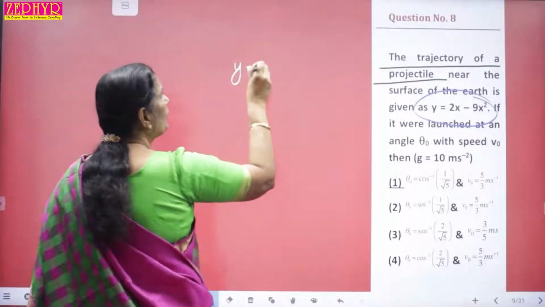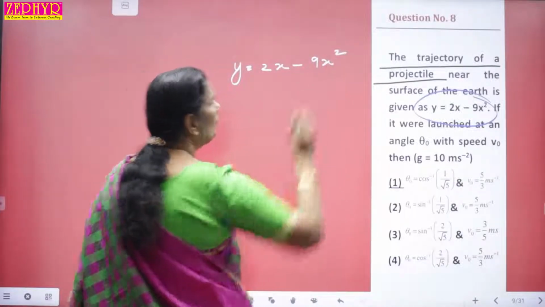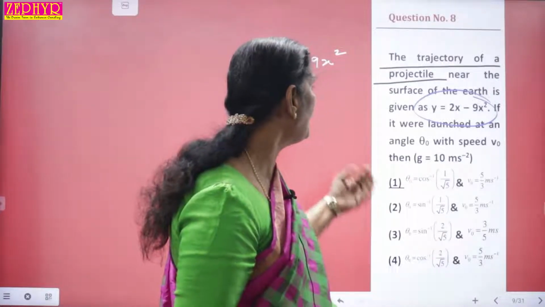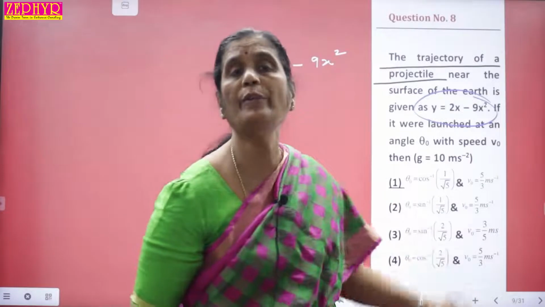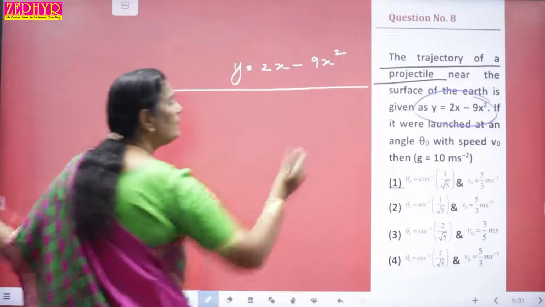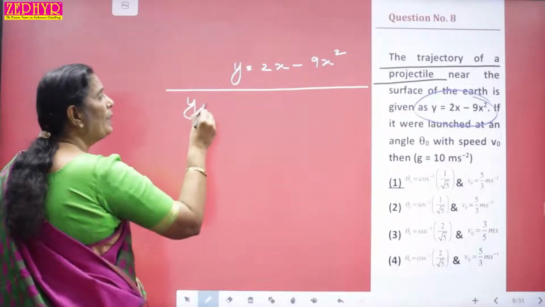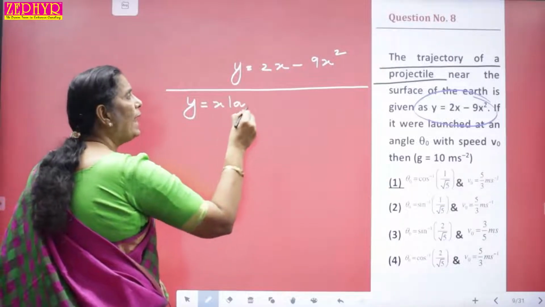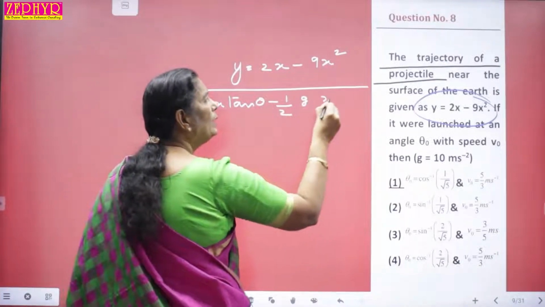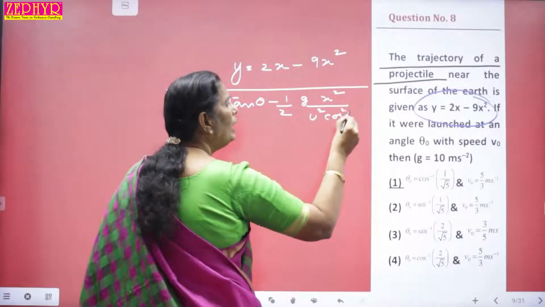Y is equal to 2x minus 9x square. This is the parabolic equation. From the parabolic equation we have to find out the angle of projection and also the initial velocity. How can we do it? This should be compared with the standard equation. Tell me the standard equation for the parabola: y is equal to x tan theta minus half into g into x square by u square cos square theta.